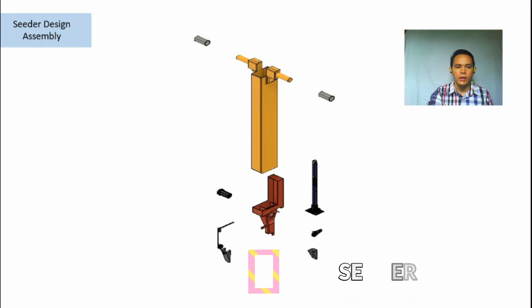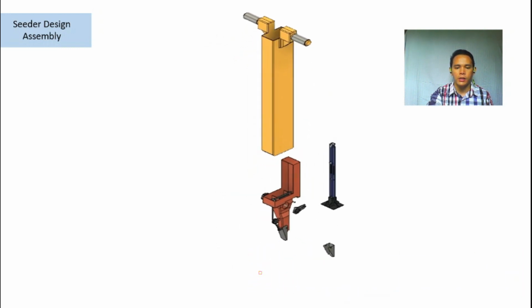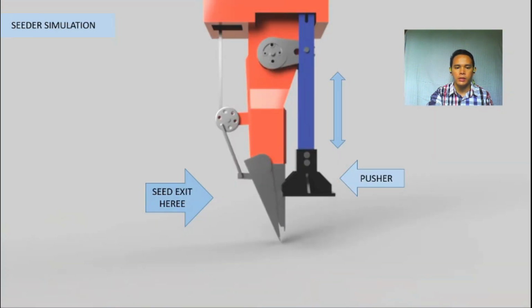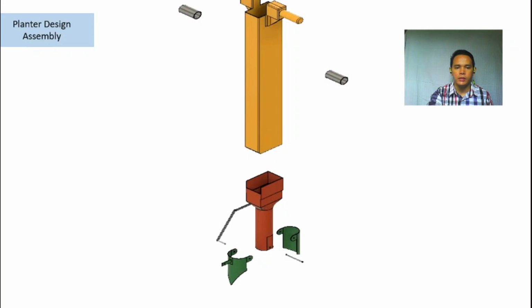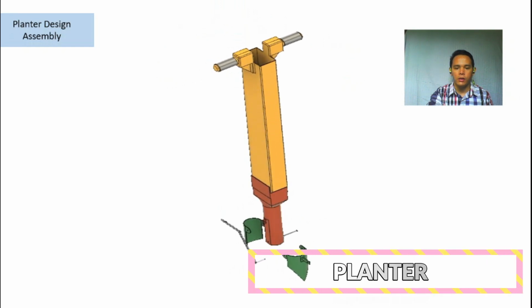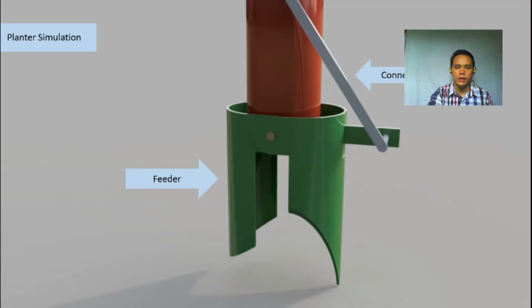So we go to the seeder design assembly. Here we can see all the components in the design assembly. Next, we go to the seeder simulation. We can see here they have the pusher and the exit for the seeds. Then we go to the planter design assembly. This here shows all the parts in the planter design assembly.